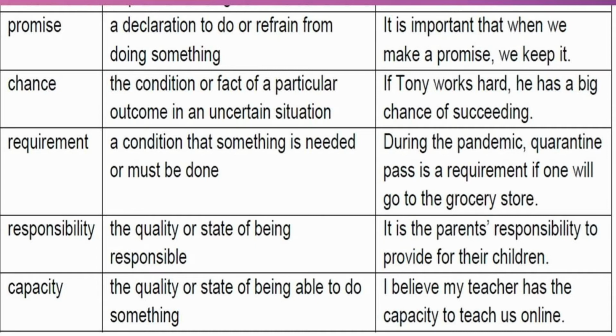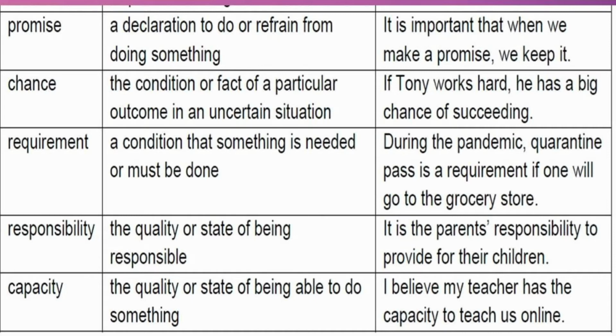Next, chance. The condition or fact of a particular outcome in an uncertain situation. Example: if Tony works hard, he has a big chance of succeeding. Another example is, if you study hard and well, you can have a bright future. So that is an example for chance: if you do something, expect that there will be a reward or an effect of what you did.